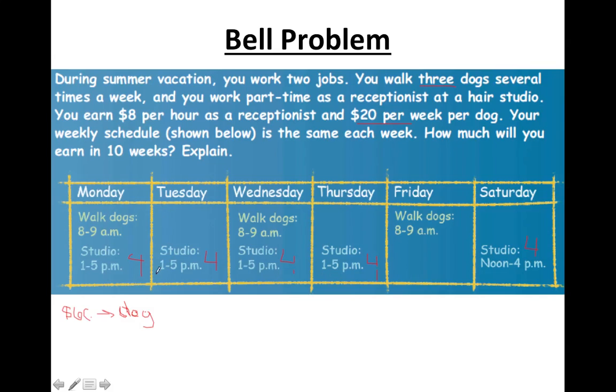Okay, so if we add up all these hours, 4 plus 4 is 8, plus 4 is 12, plus 4 is 16, plus 4 is 20. So if you take 20 hours times our $8 an hour, we get $160. Okay. So in 1 week, if you add those up, 160 plus 60 is $220.